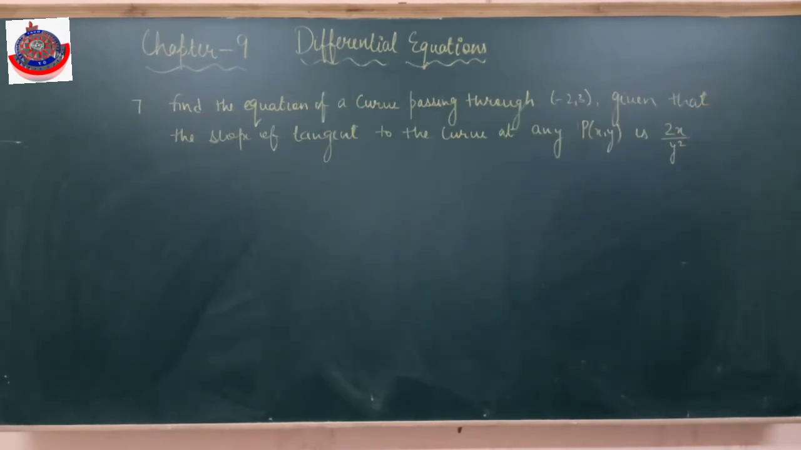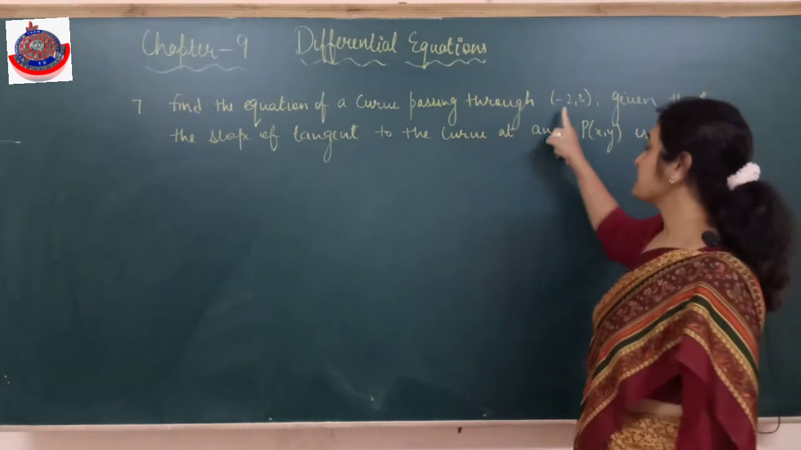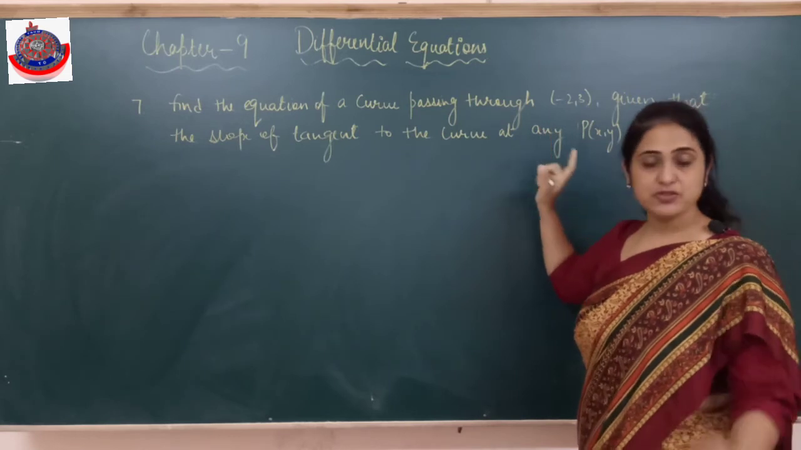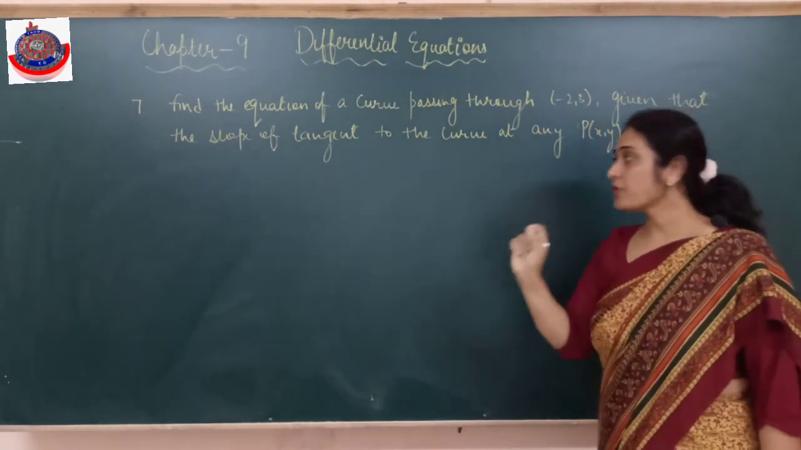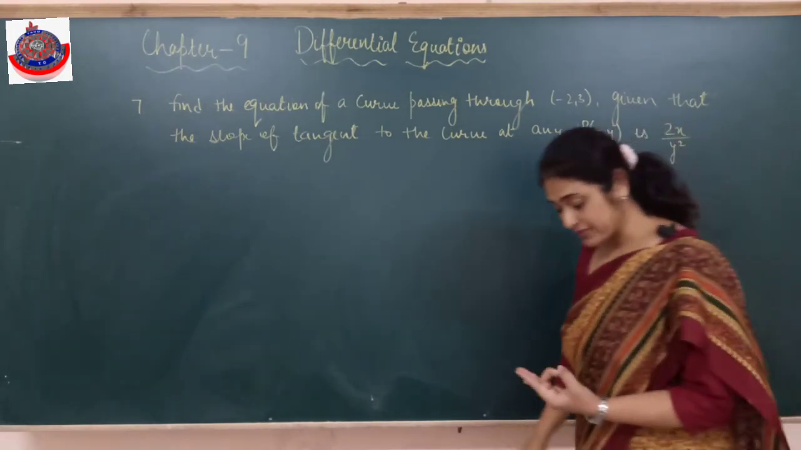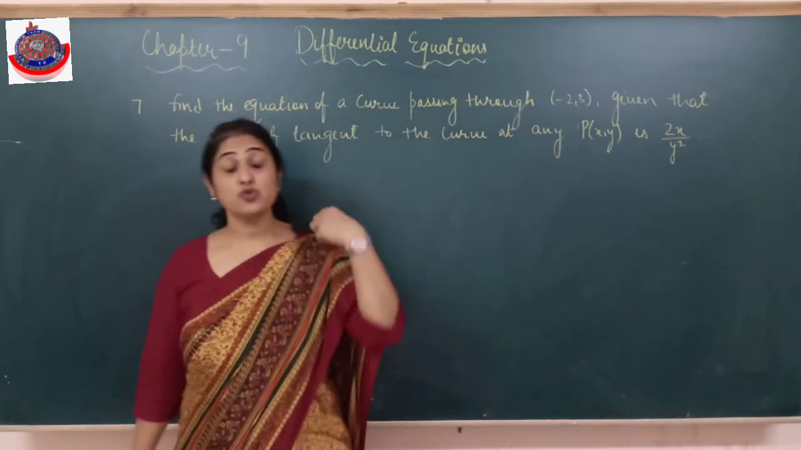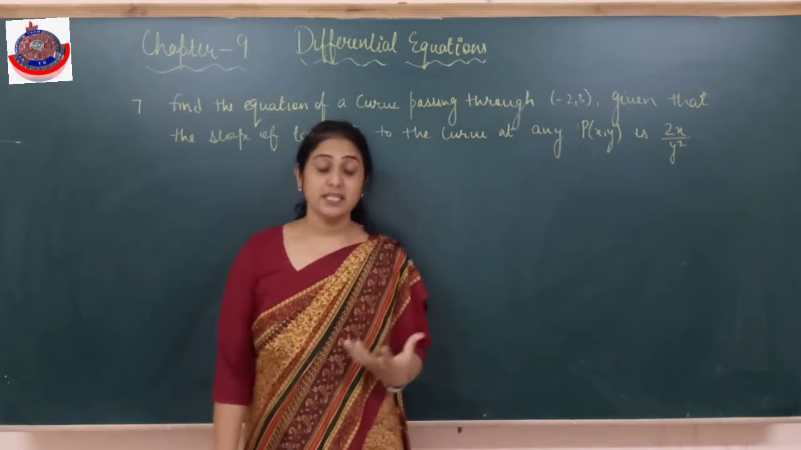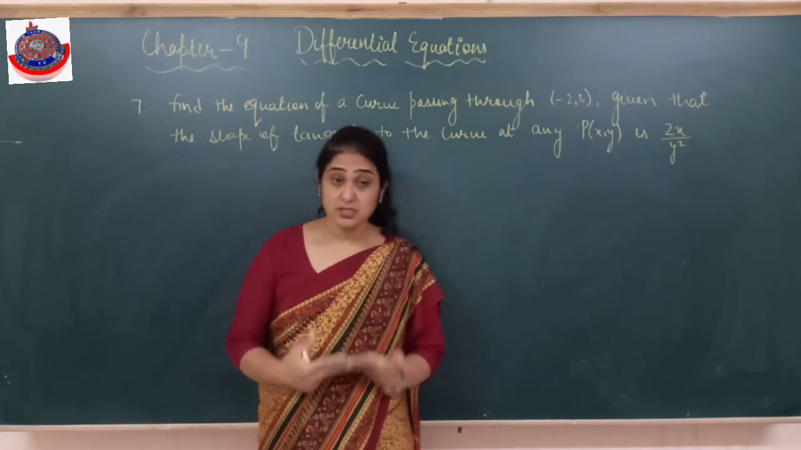Now, the last question of this topic. Find the equation of the curve passing through the point (-2, 3), the same as we did in the last question also. Given that the slope of the tangent to the curve at any point P(x, y) is 2x upon y square. They can twist the question, there's no problem. You have to see what is given. You have to connect all the chapters with each other, then only you will be able to solve the questions, girls.